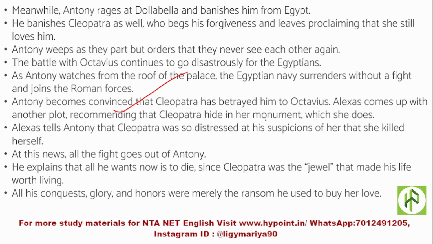Alexis comes up with another plot, recommending that Cleopatra hide in her monument, which she does. Alexis again comes up with another plan to make Antony come after her. He recommended that Cleopatra hide in her monument. It's a temple kind of thing, and she does so. And Alexis tells Antony that Cleopatra was so distressed at his suspicion of her that she killed herself. It's just a story made up by Alexis to bring Antony back to Cleopatra.